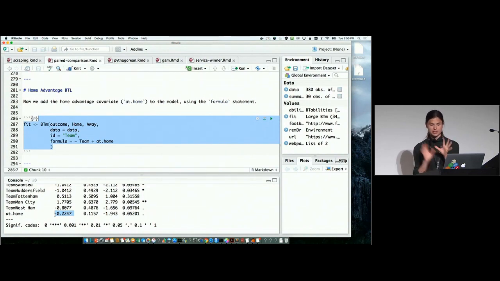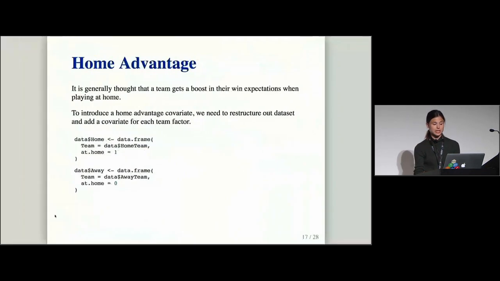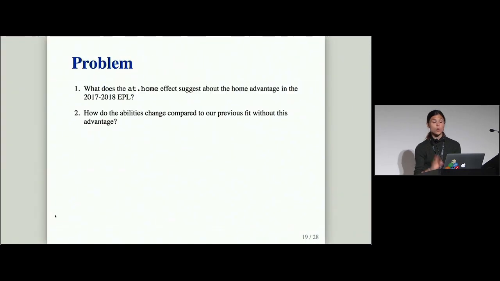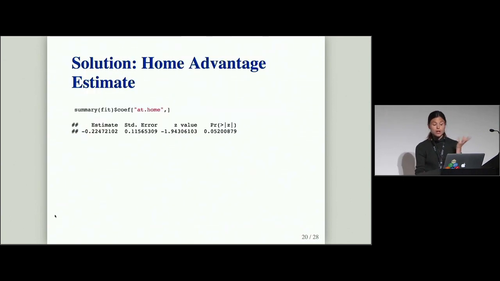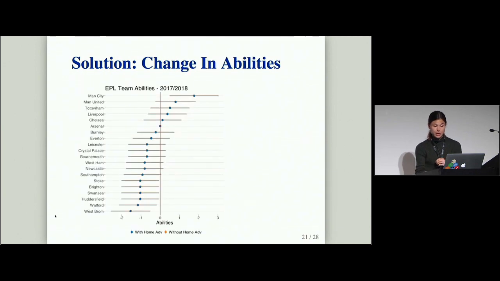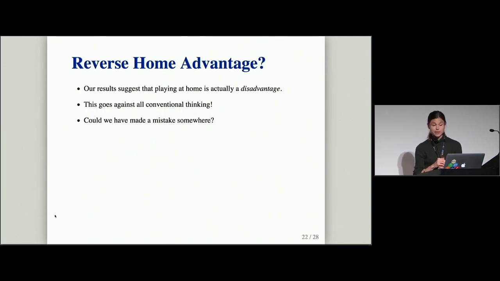So it seems like something is potentially wrong here in how we've specified our model. We can also look at how the abilities change, but just for the sake of time, I'm going to focus on what could be going on with this reverse home advantage. So what might be a problem here that could lead to this kind of surprising result?